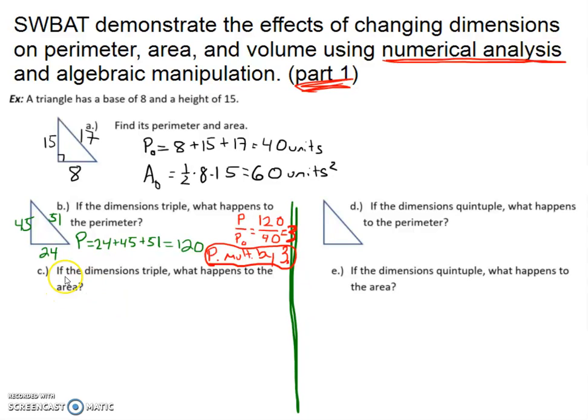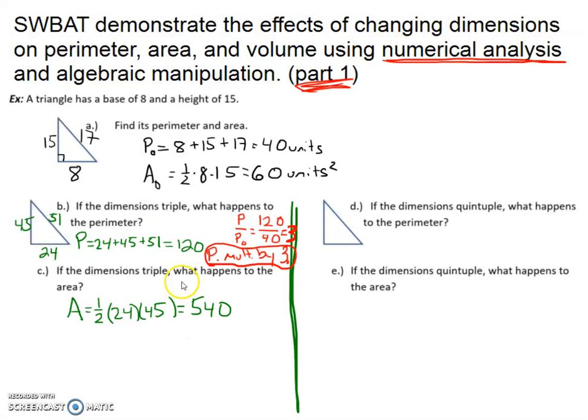Now let's do the same thing with area. What happens to the area when the dimensions triple? So our new area is 1/2 base times height, so that's 1/2 times 24 times 45. I'm grabbing my calculator for this one. 1/2 times 24 times 45 comes out to 540 square units.